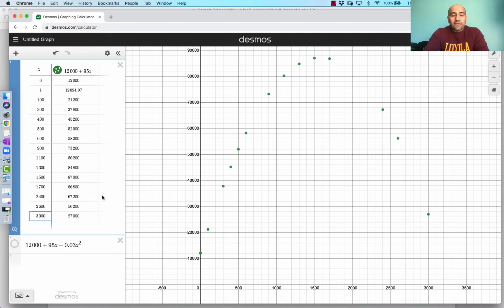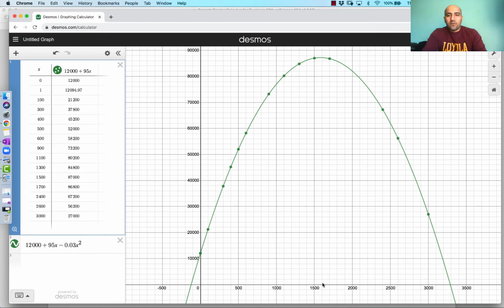Eventually all these dots will form this curvature, right? So this is the equation, the cost equation that was given to us. And so this is what it looks like. And so we can see that there is a place where the total cost reached a maximum amount. This is the total cost of producing. There's a maximum amount. Looks like it was in the neighborhood of 1,500 units. And then the total cost begins to come down.